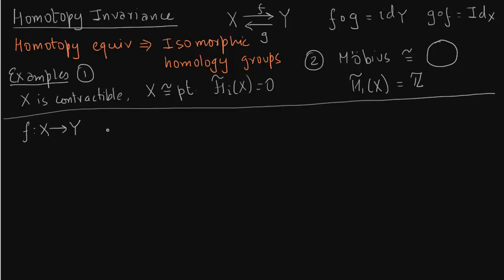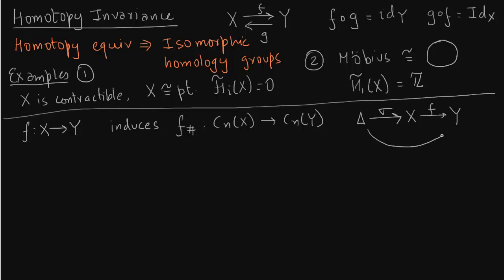So take a map f from x to y. This induces a map f hash from the chain complex C_n(x) to the chain complex C_n(y). Now how does this map come about? It is very easy, it is just obvious actually. You apply sigma here, you apply f here. This is given to you. So this map is f hash. So what is it taking? It is taking sigma here and mapping it to, let us write it down here again.